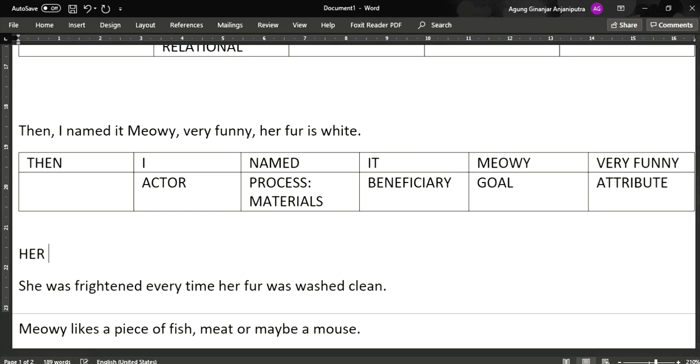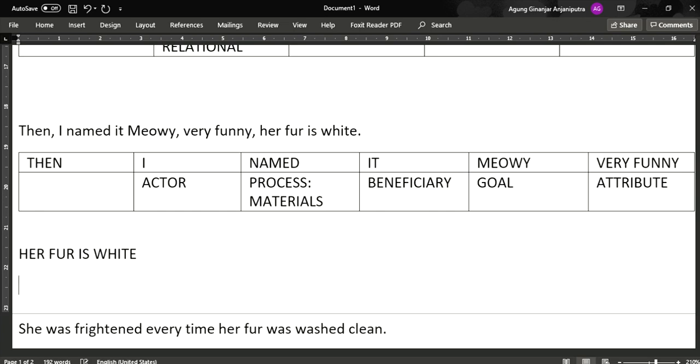And then, her fur is white. Okay, it takes too long, 15 minutes. Her fur is white, the process is relational, again attributive. Then this is carrier, her fur is carrier, and then white is the attribute of her fur.